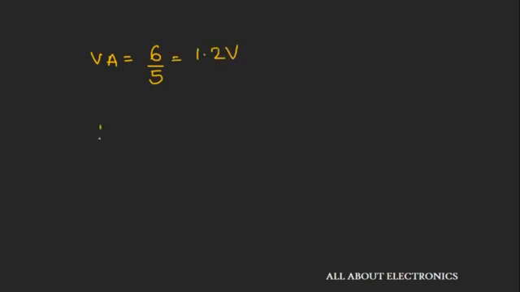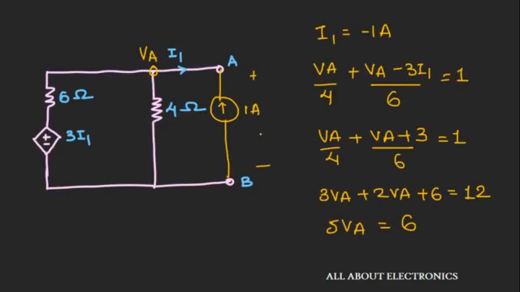And hence the value of the Thevenin's resistance will be nothing but this value of VA divided by this test current, that is 1 ampere. So we will get the value of the Thevenin's resistance as 1.2 ohm. So in this way, if the circuit contains only dependent sources, then by applying a test current or a test voltage, we can find the Thevenin's equivalent resistance.